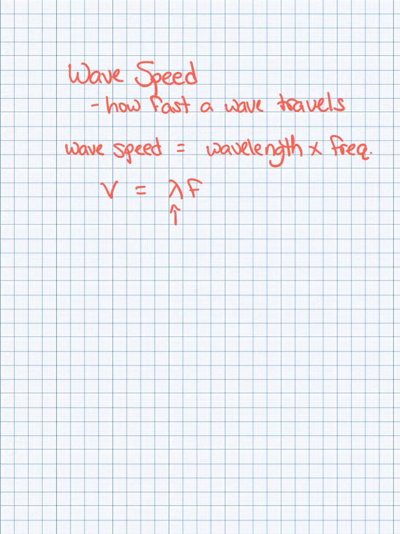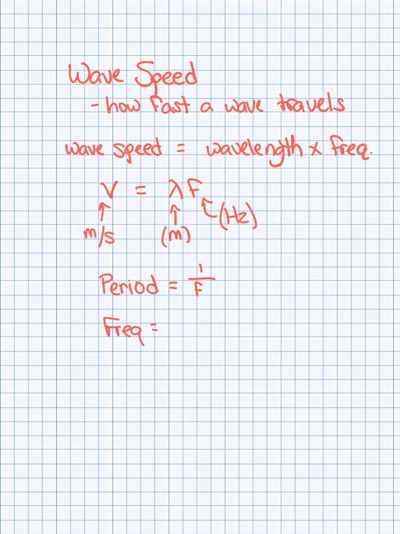For our purposes, wavelength will always be in meters. Frequency will always be in hertz, which is the same as cycles per second. Therefore, wave speed will be measured in meters per second. A previous calculation may need to be done if you're given the period of the wave. Period is just 1 over frequency. The inverse of that is also true. Frequency would be equal to 1 over the period.